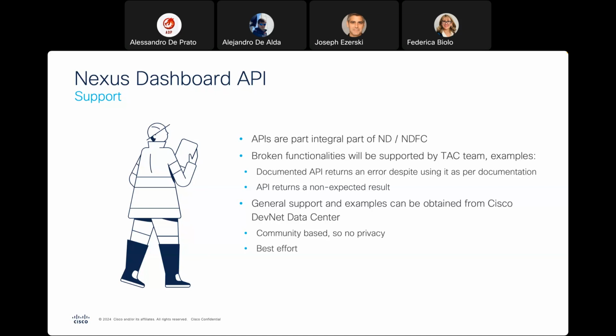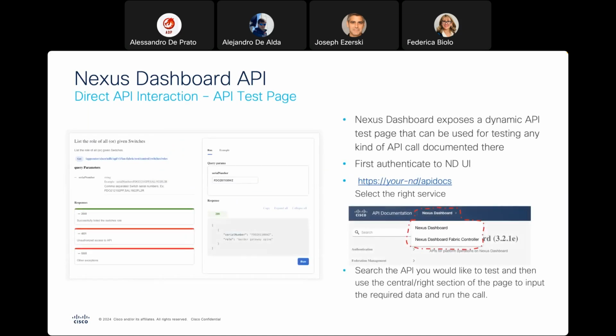That is very important. Now, there are 3 different ways to interact with the APIs, and then I will show you one of them in a demo. The first one is the API test page available in Nexus Dashboard. This is what I was telling you before. You open your browser, you point to your Nexus Dashboard hostname or IP /api-docs. That will take you to this page here, right?